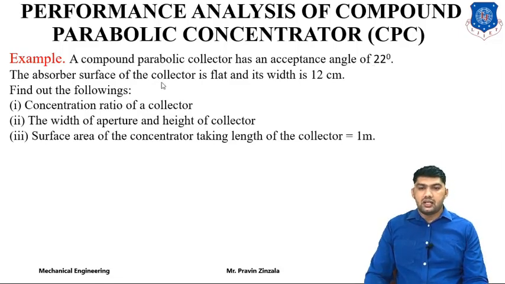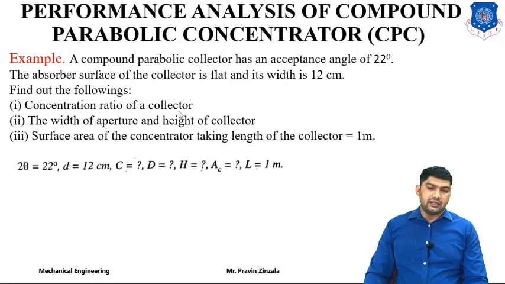The absorber surface of the collector is flat, meaning the bottom portion is flat, and its width is 12 centimeter. Find out the following: concentration ratio of collector, width of aperture and height of collector, surface area of concentrator. The length of the collector is equal to 1 meter, meaning L is given.